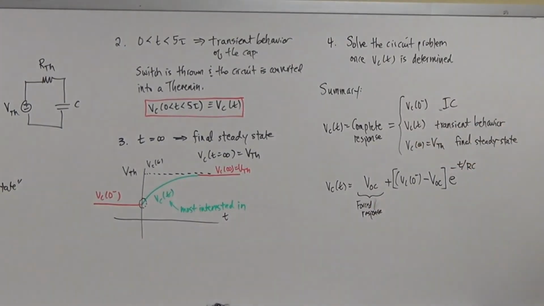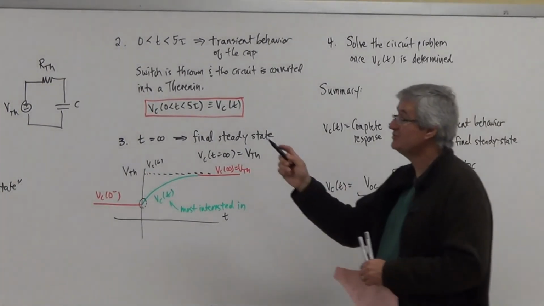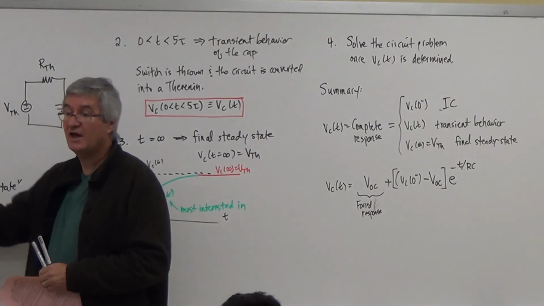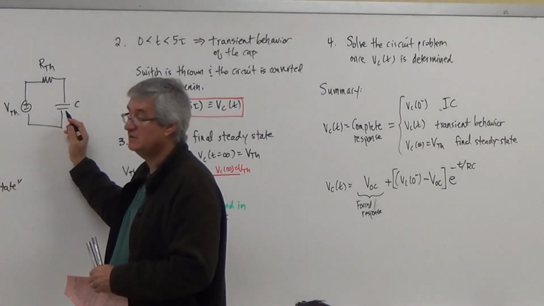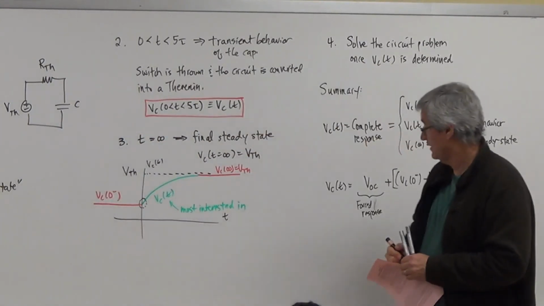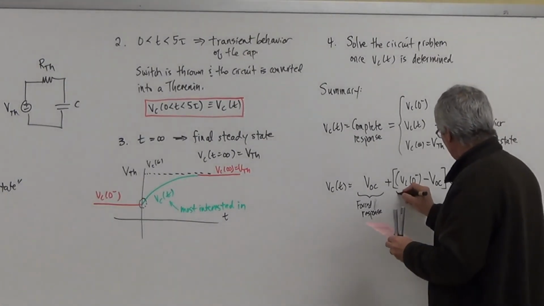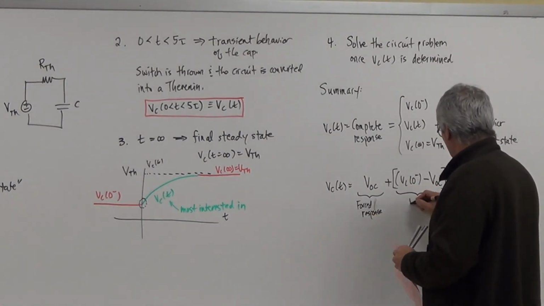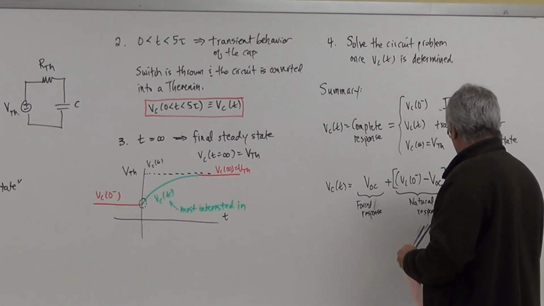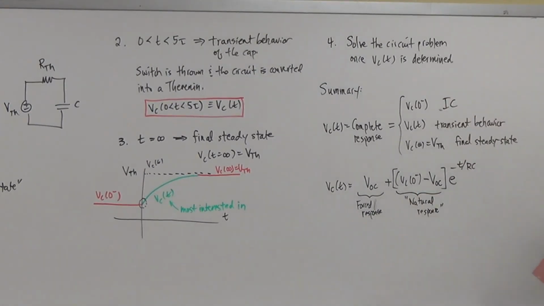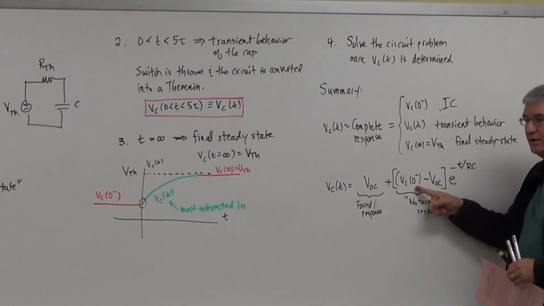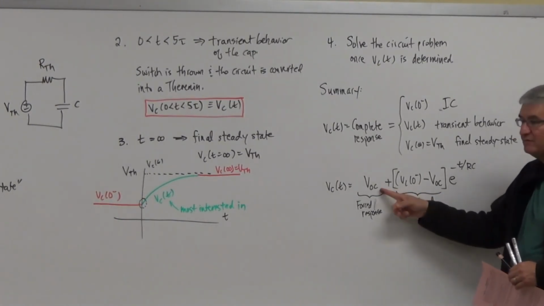What do I mean by the forced response? This circuit is doing what? It's forcing the capacitor to what voltage? That Thevenin voltage. That VOC value. And then what you're going to find here is that this guy is what they call the natural response. And what do I mean by the natural response? Well, this guy started off at this voltage, but the circuit is forcing it to that voltage.